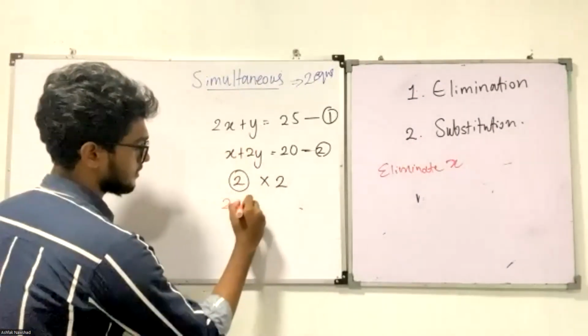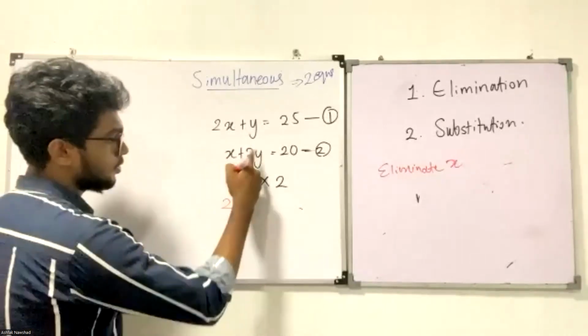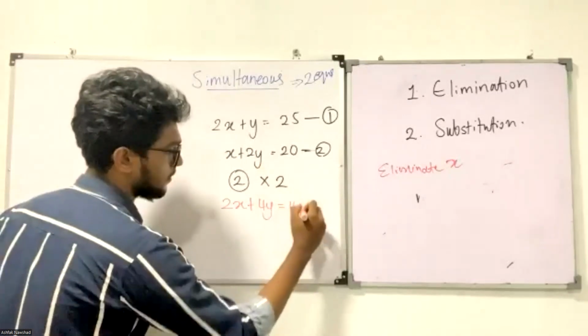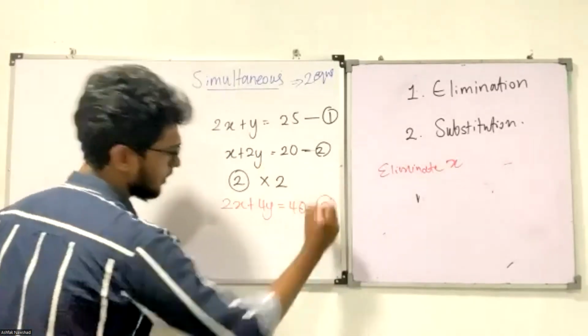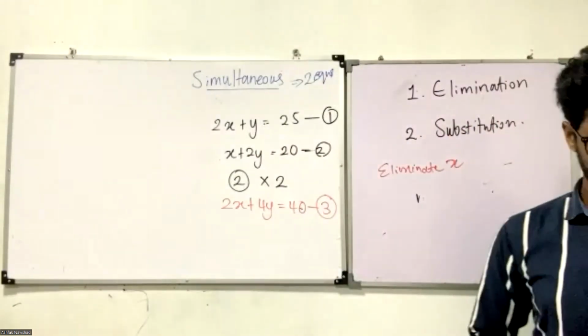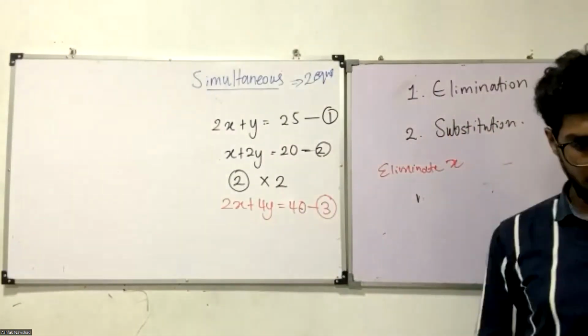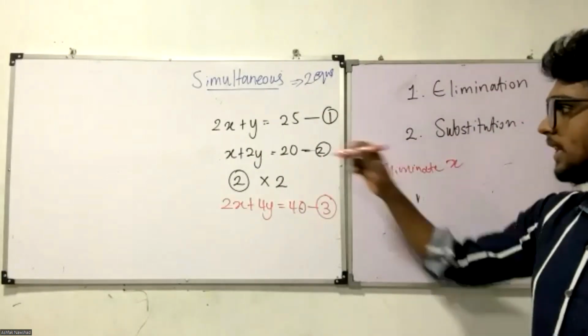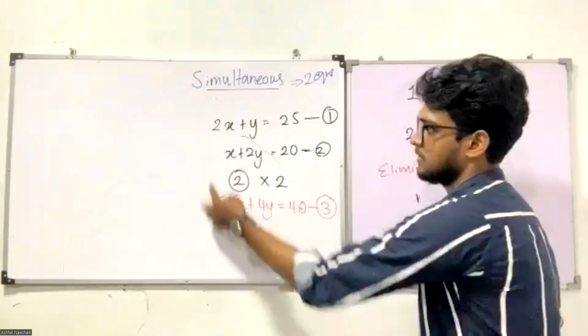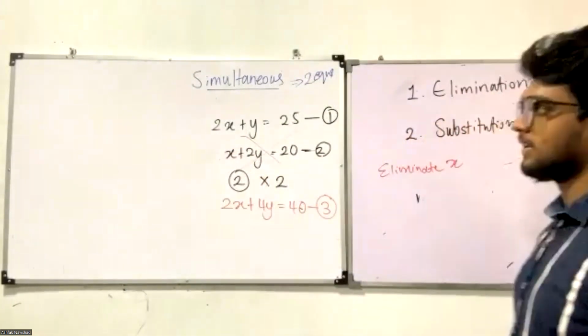This is 2x, x times 2 is 2x. 2y times 2 is 4y. And 20 times 2 is 40. This is a new equation. This is clear. Now, just forget this equation because the coefficients are already equal. The coefficients are equal here. Now we can eliminate x.